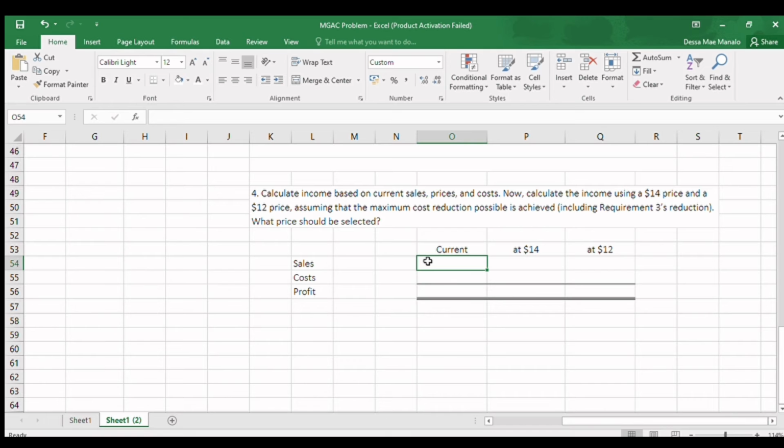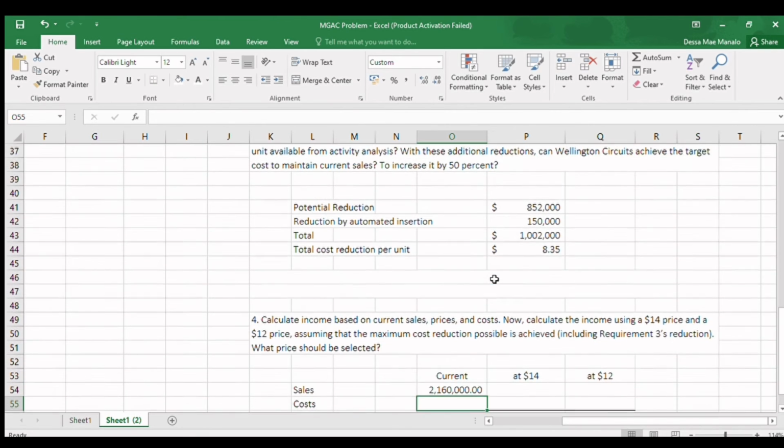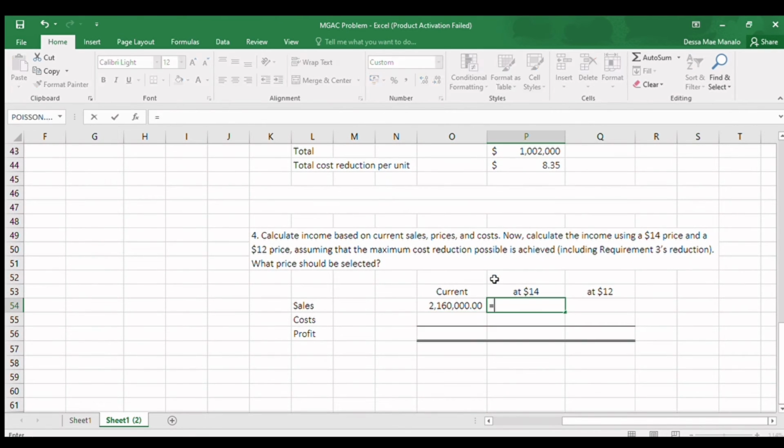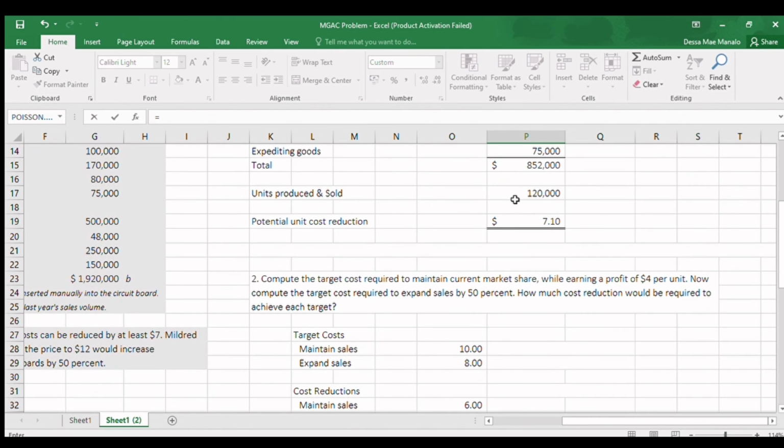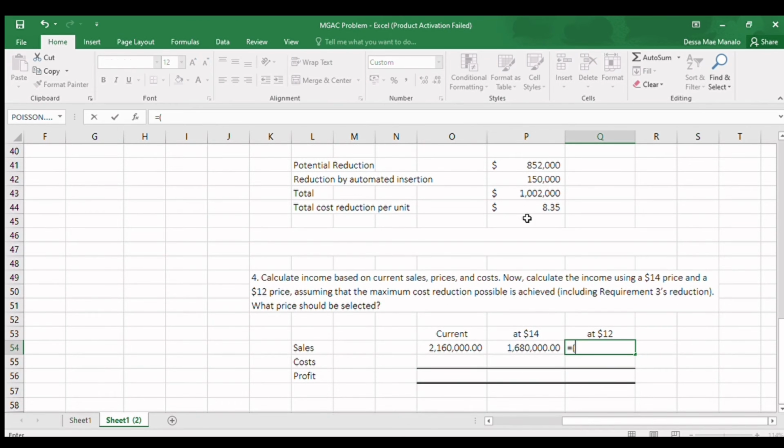For the last requirement, for the sales, for the current we have here 120,000 times 18. For the second one it is 120,000 times 14. And for the last one, we have 120,000 times 150% times 12.